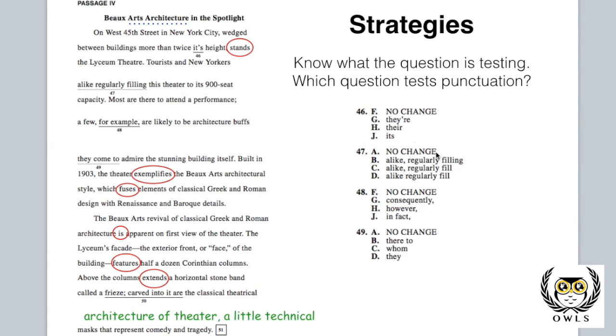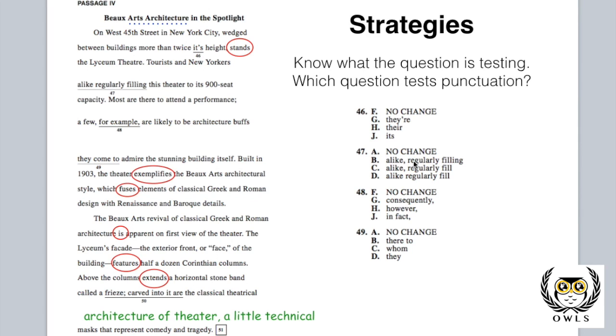So the next thing that we should do is start to know what questions are testing. This allows us to filter through all the information we studied for this test and focus on one rule or group of rules per question. So question number 46, we're looking for which question tests punctuation. Well, 46 has our no change option, and then it says that I can use they're, their, or its. All of these are pronouns, but it seems they are testing possessive pronouns, especially ones like these that are often mistaken.